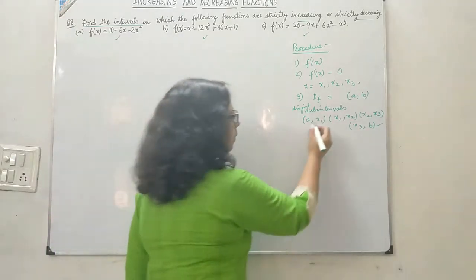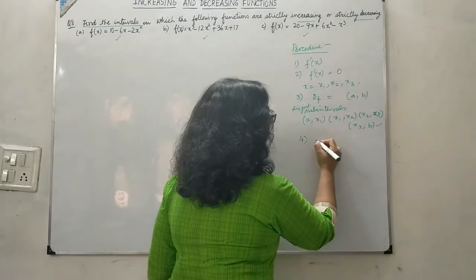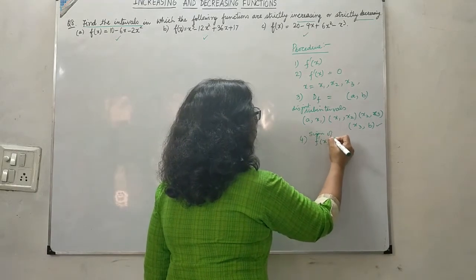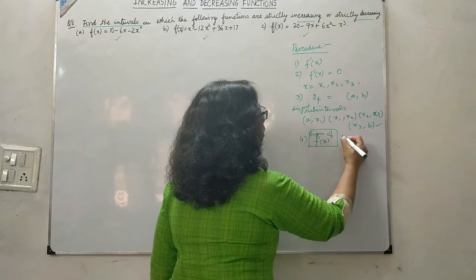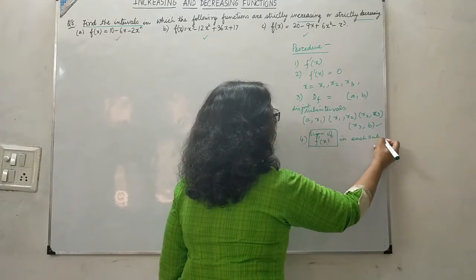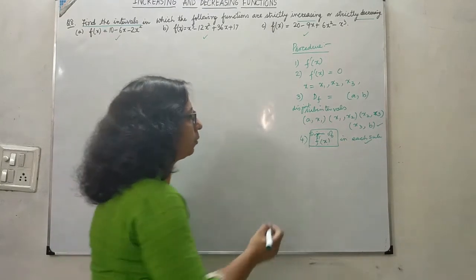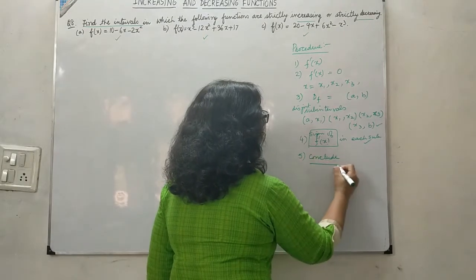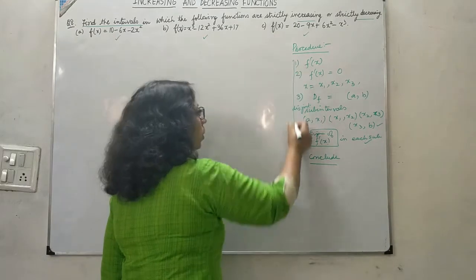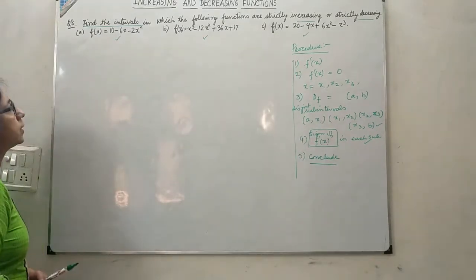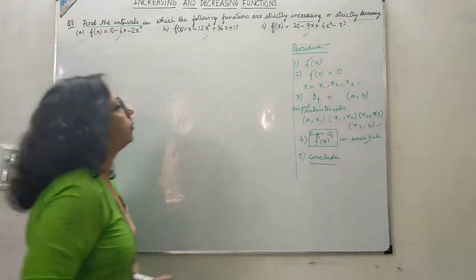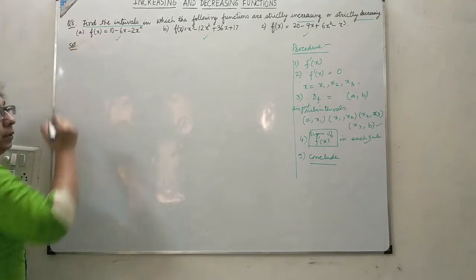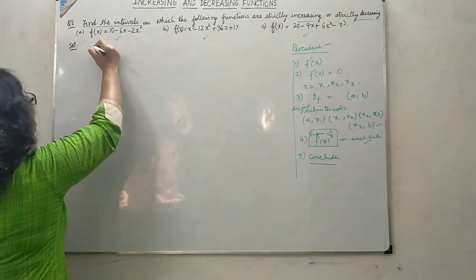Then, for each sub-interval, we will find the sign of f dash x. We will check the sign of f dash x in each sub-interval, and that will determine the nature of the function, which we will conclude after that. These 5 steps we will follow in doing all these questions, when the question says: find the intervals for which the functions are strictly increasing or decreasing. Let us take one by one to understand how to do it.